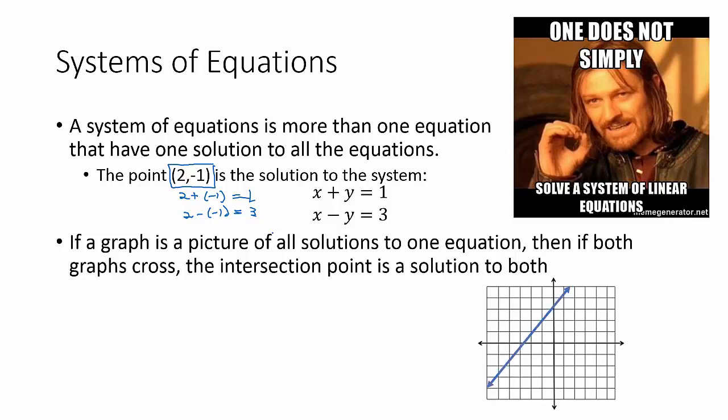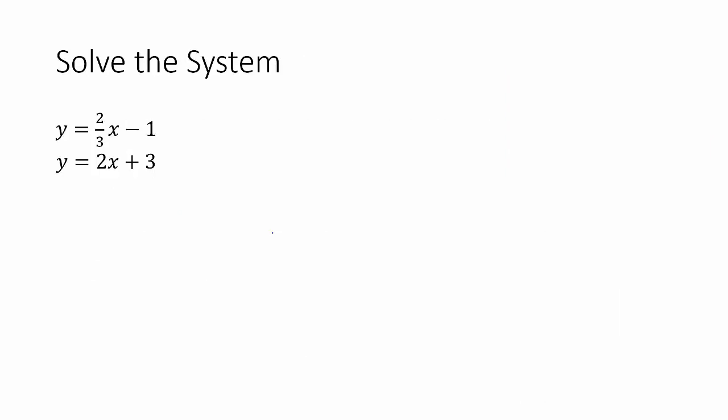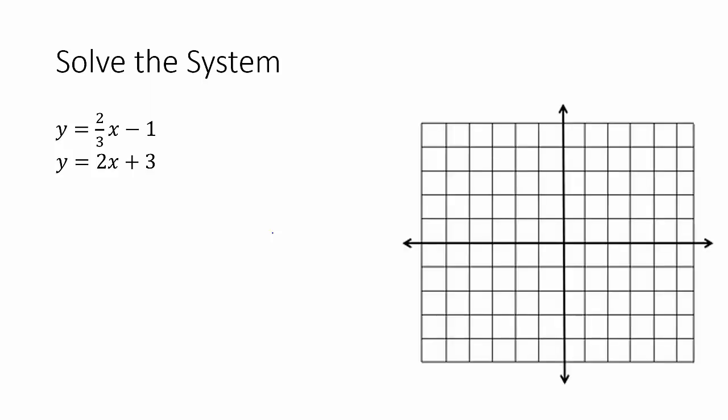So visually, if I have a blue line that goes like this and a red line that goes like that, you notice both lines cross at the point (-1, 2). That point is on both graphs, on both solutions, which means it's a solution to both equations. That's what we're going to attempt to find today: where do the lines cross? What is the solution to both equations? So here we have two equations, y equals 2/3 x minus 1, and y equals 2x plus 3. There is one solution to both of these, and we're going to find it on this graph.